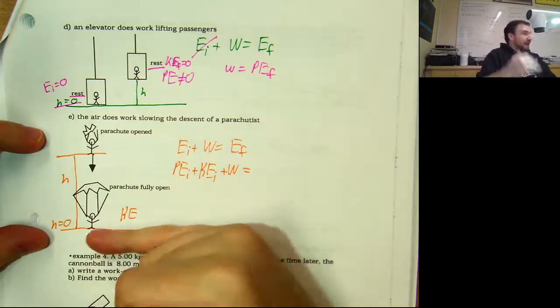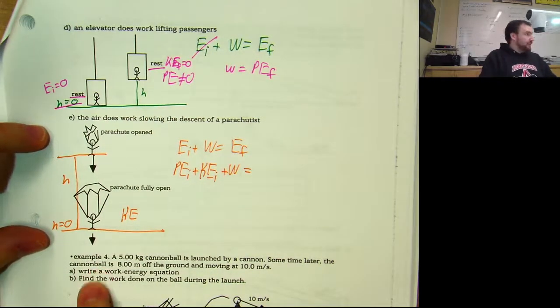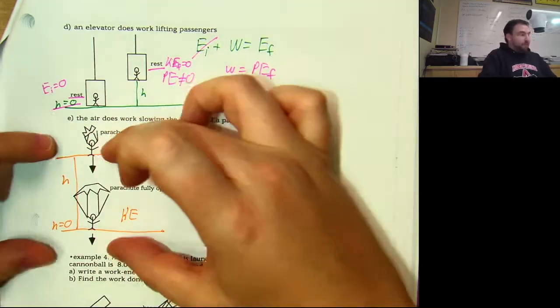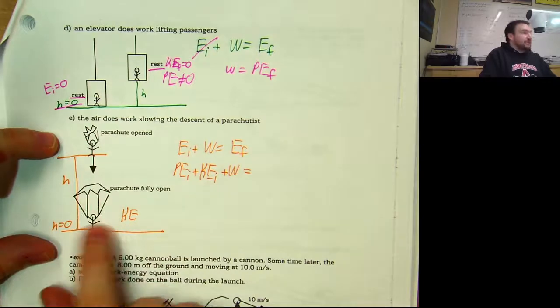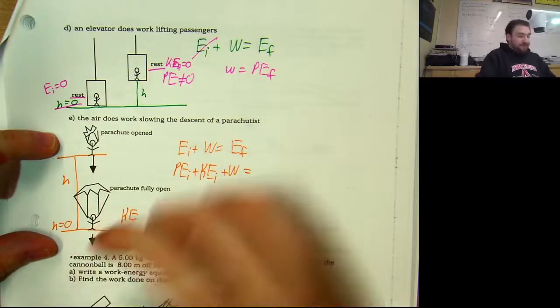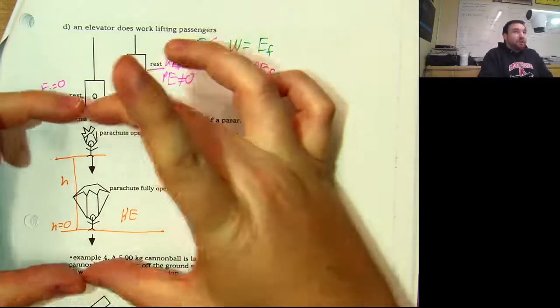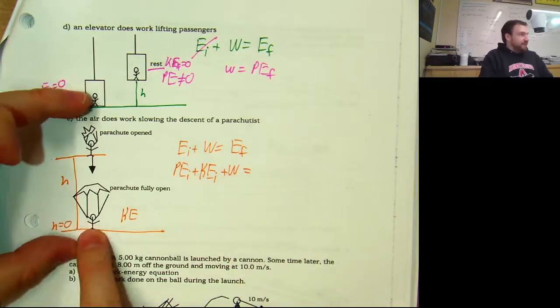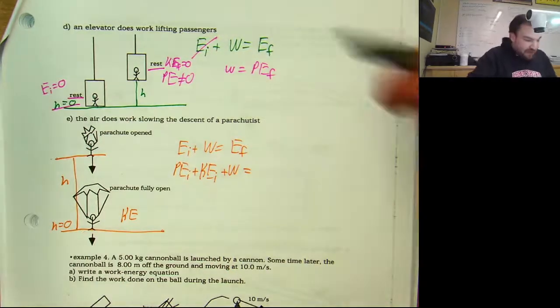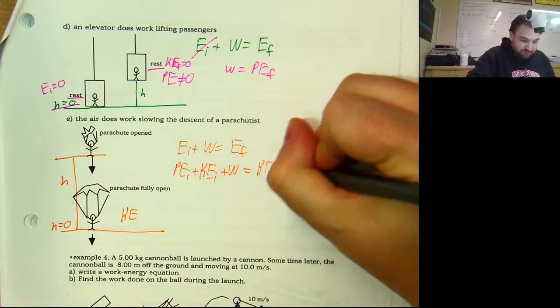The parachutist has however far to go to hit the ground. If you open your parachute at ground level, it's going to go bad for you. So the problem could theoretically still continue. But for the sake of focusing on this portion of the situation, we call this height 0. So at the end, there's just going to be some kinetic energy final.